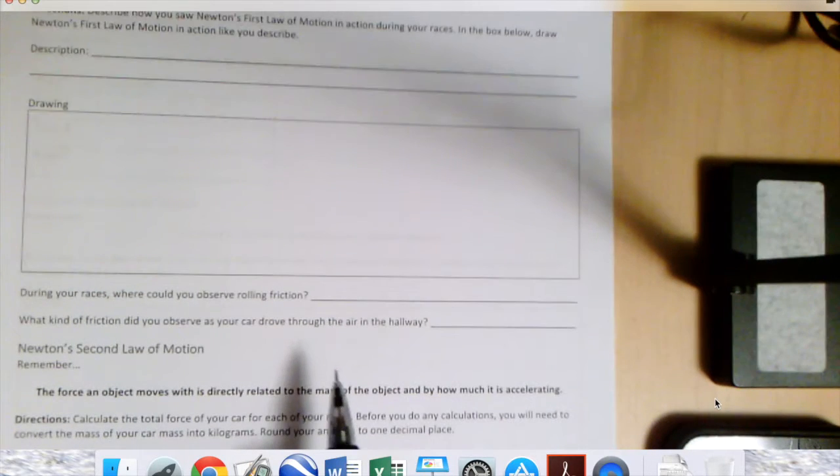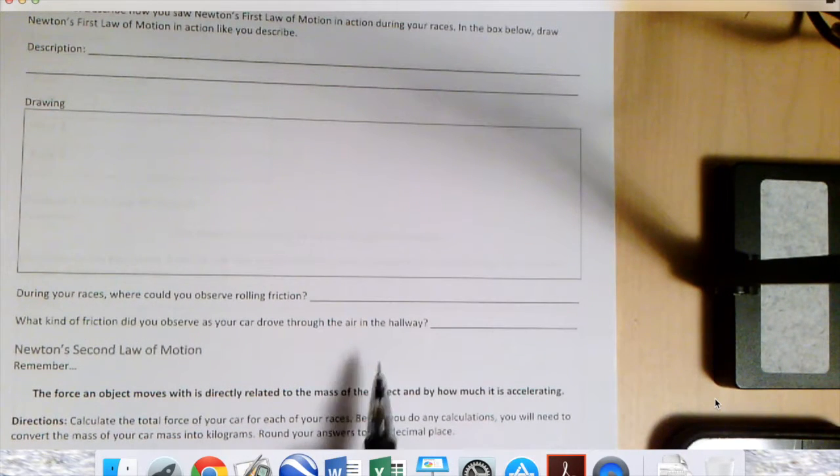And then you also need to answer these two questions. During your races, where could you observe rolling friction? And what kind of friction do you observe as your car drew through the air in the hallway? You want to go back and look at your notes on friction, on Newton's first law, and use that information in order to answer that.